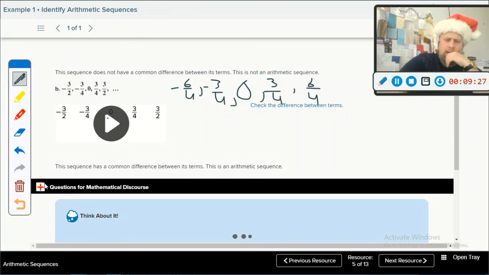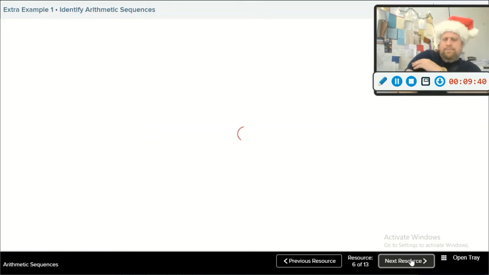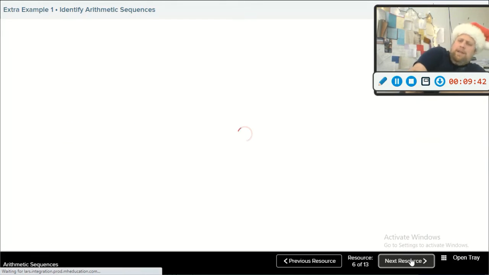Maybe I've got to undo this. Ready? Again, plus 3/4, plus 3/4. You're just going to see that continue. So, good stuff. So that is an arithmetic sequence because it has a common difference.